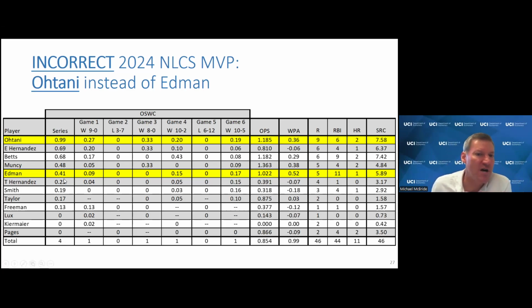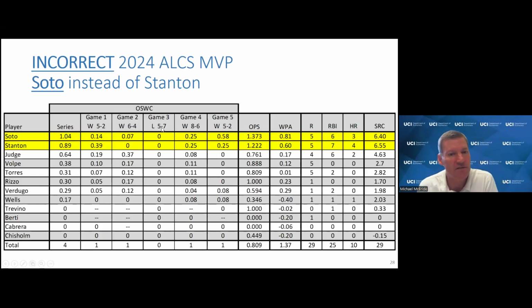By that measure, Ohtani should have won. So this is a bias we see in MVP voting, where they put more weight on runs batted in than on runs. In the other series, for the Yankees, who won their series to make it to the World Series, the award went to Stanton, but Juan Soto should have been the winner.